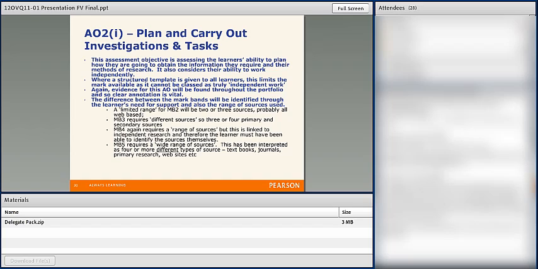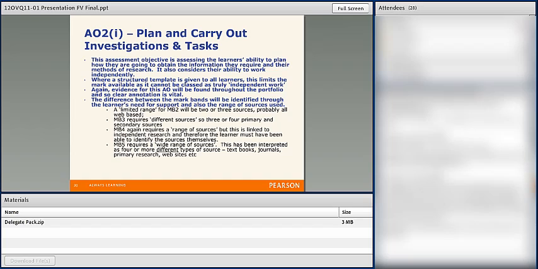I mentioned earlier that where a structured template is given to all learners, this limits the marks available, as it cannot be truly classed as independent work because you've told them what to do. Again, evidence for this assessment objective will be found throughout the portfolio, and so clear annotation is vital.